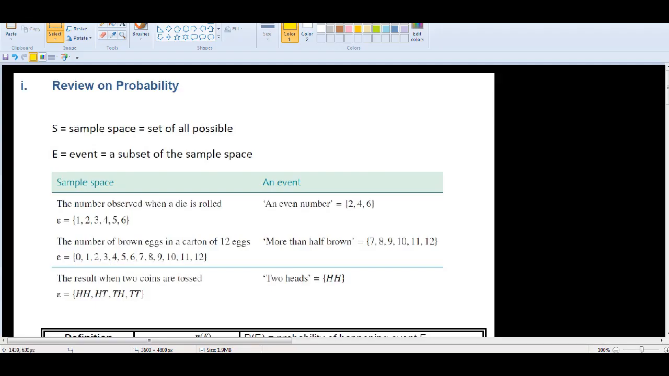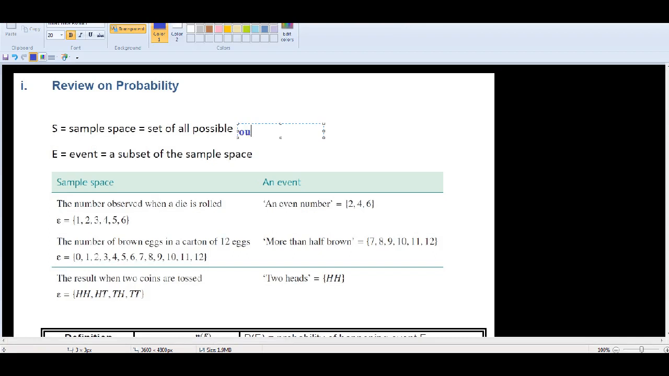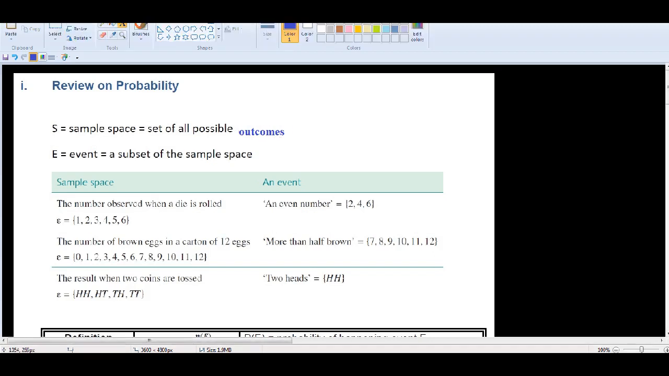First we need to define some terms, like sample space. You probably learned that in earlier years. Sample space means a set of all possible outcomes. Events are a subset of the sample space, and in probability we normally look for the probability of certain events. But for that, you need to understand in what sample space the events are.